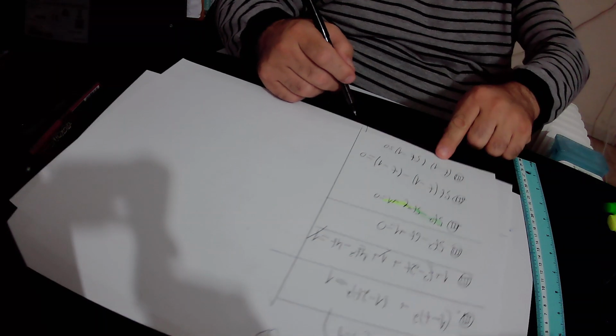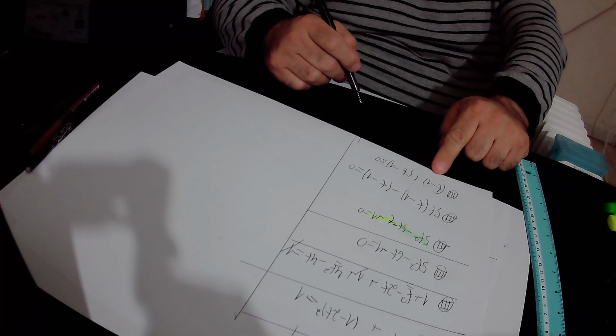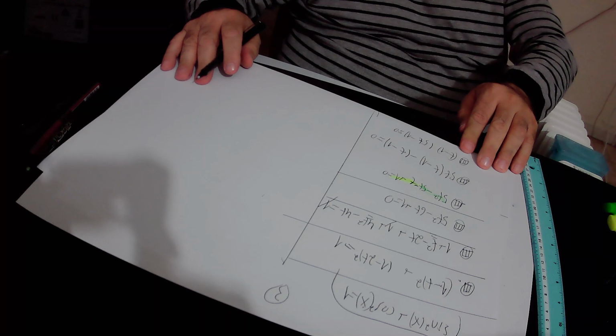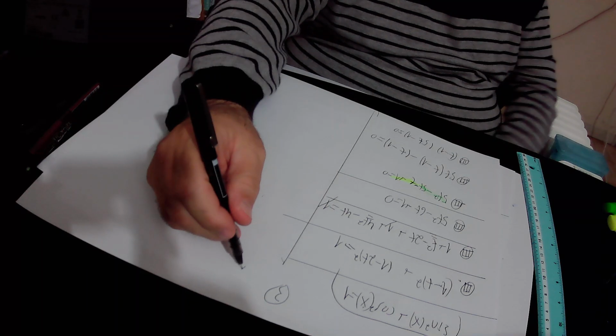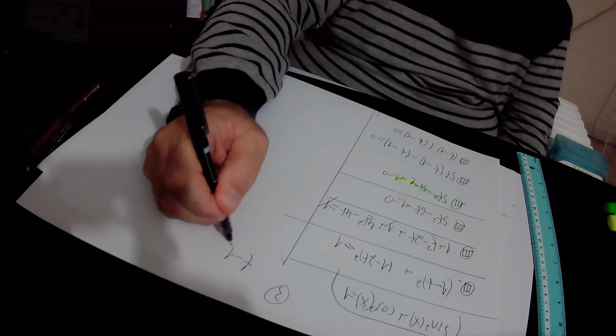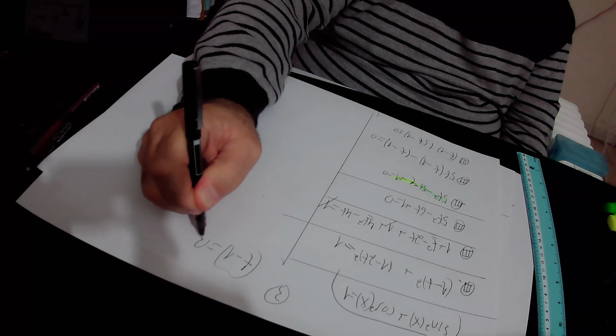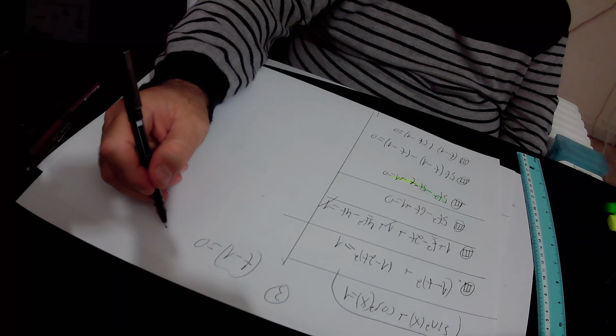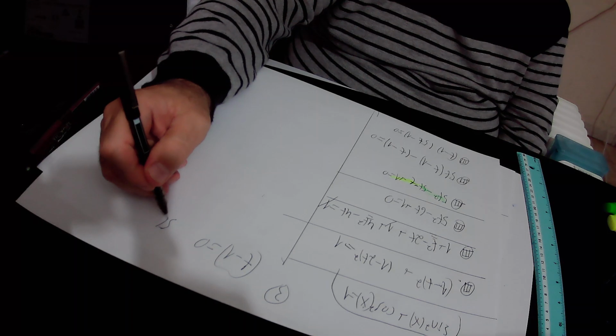So here we will have two solutions to this equation, equation number 3: either t minus 1 equals 0, and the second solution is 5t minus 1 equals 0.